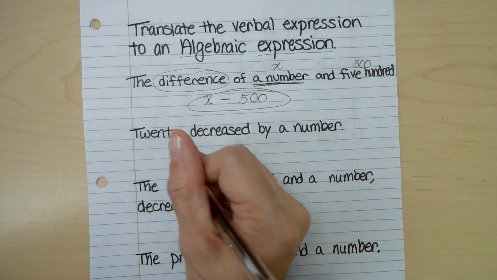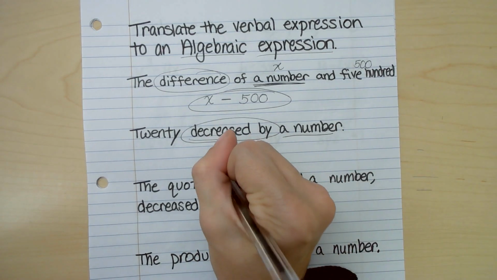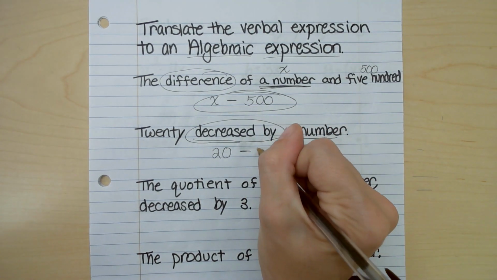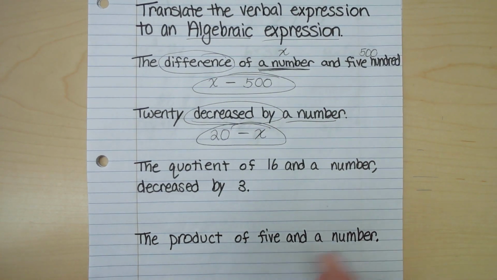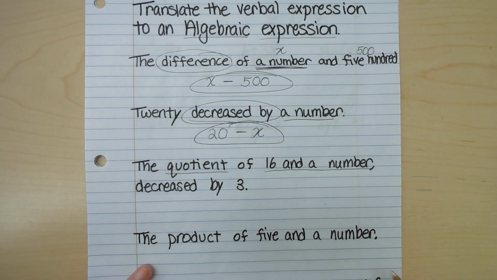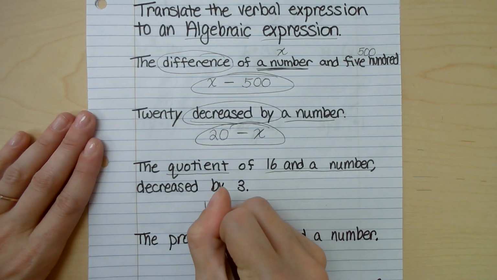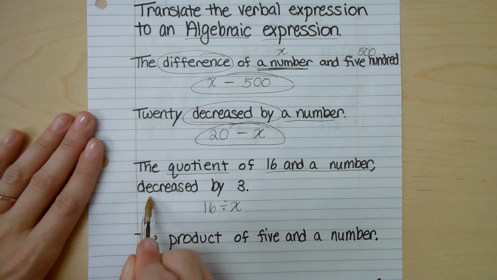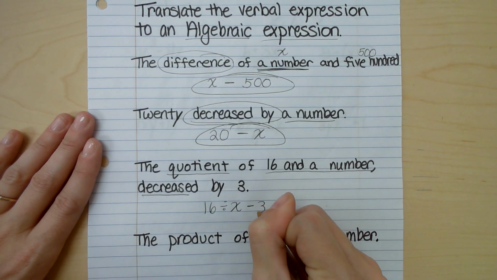The next one, 20 decreased by a number. So we would start with 20. Decreased by tells me we are subtracting, and a number, that will be a variable. So it would be 20 minus x. The quotient of 16 and a number. Now, quotient is division. So we would do 16 divided by x. And then it says it needs to be decreased by 3. So minus 3.